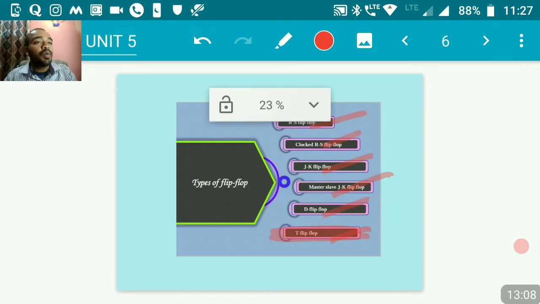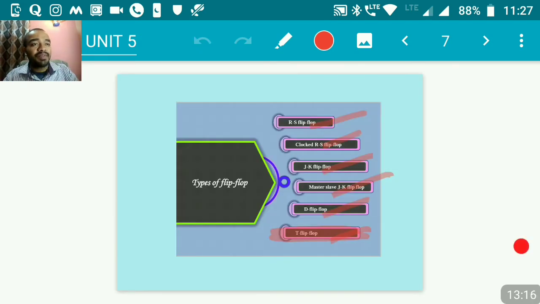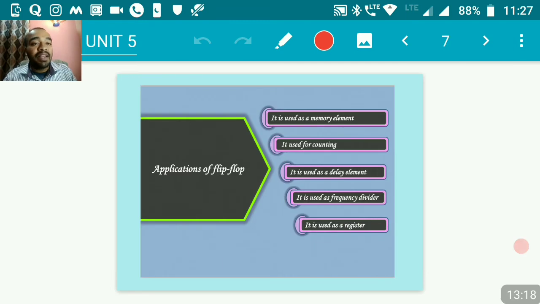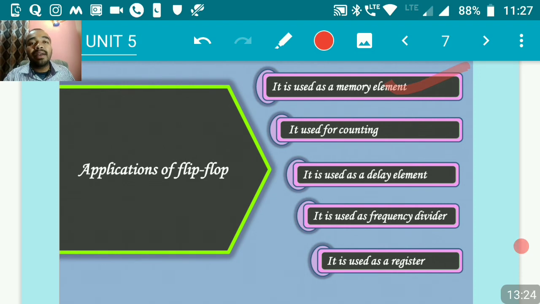Next we shall go about learning the applications of flip-flops. What are the different applications of flip-flops? It can be used as a memory element. As I already told you, a flip-flop has the capacity of storing 1 bit of information, so that is why it can definitely be used as a memory element. It can be used for counting, yes, definitely. It can be used as a delay element, it can be used as a frequency divider, and even as a register.